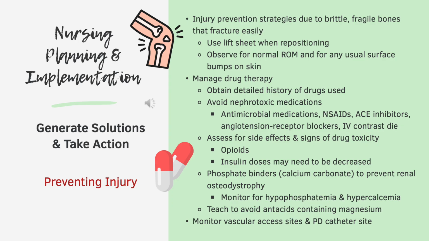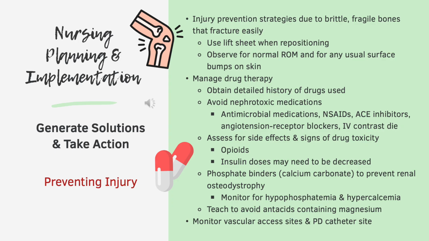Phosphate binders. So these are medications like calcium carbonate, and they play a very important role in preventing renal osteodystrophy by controlling the phosphorus levels. However, these drugs can also lead to complications like hypophosphatemia or hypercalcemia if not monitored carefully. So we want to teach patients to avoid any aluminum-based phosphate binders due to the risk of bone disease and neurologic complications from prolonged use. So we're going to monitor for symptoms like muscle weakness, anorexia, bone pain, and tremors, all of which can indicate these imbalances.